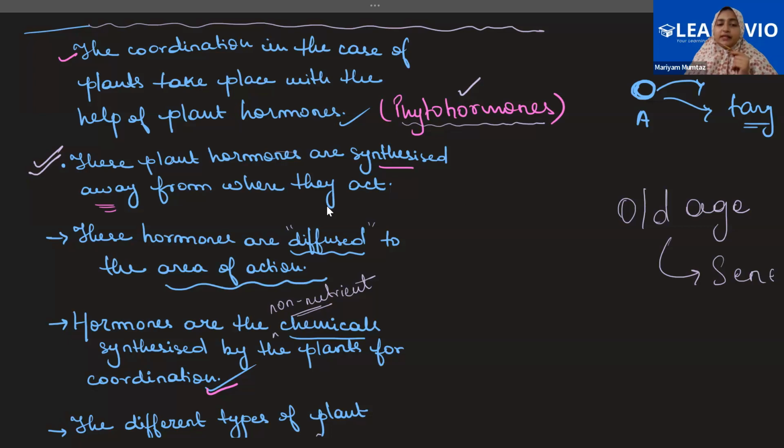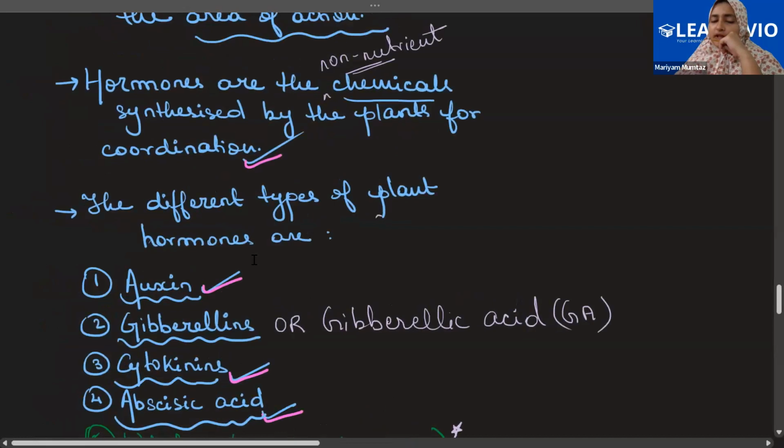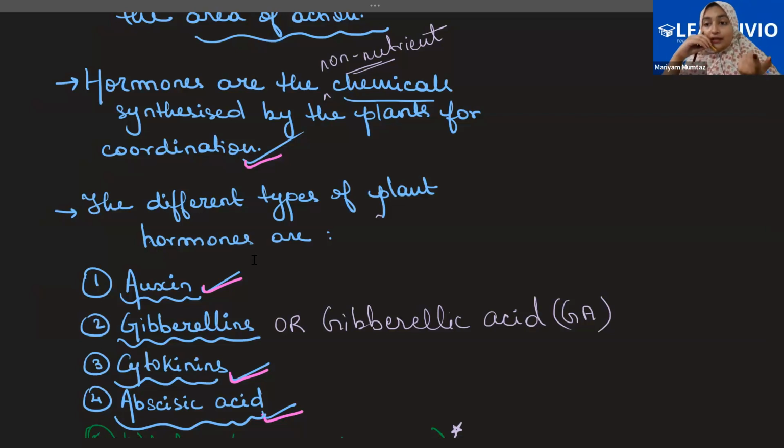Since they are synthesized somewhere else, whenever the hormones are needed for action, they are diffused to the area of action, right? They get diffused to wherever they're supposed to act. Now, talking about hormones, we know that hormones are non-nutrient chemicals. Non-nutrient chemicals means our body does not utilize them for nutrition or for energy, right? Hormones are there in the body for a variety of different purposes. So in us humans also, hormones are non-nutrient chemicals synthesized for coordination activity. Same goes for the plants.